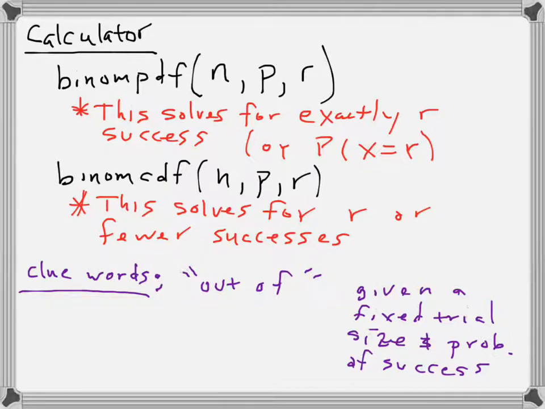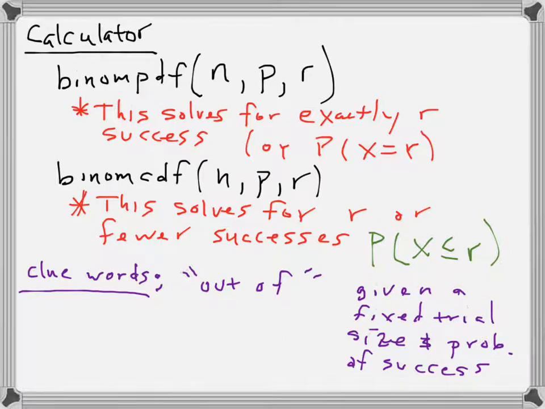Now, what's the difference between binomial PDF and binomial CDF? Binomial PDF is solving for exactly that many successes, so the probability that X is exactly that number r. Binomial CDF, however, is getting r or fewer successes, so that is the probability that X is r or less. So binomial CDF will always be bigger, or it could be the same, but it's never going to be smaller.